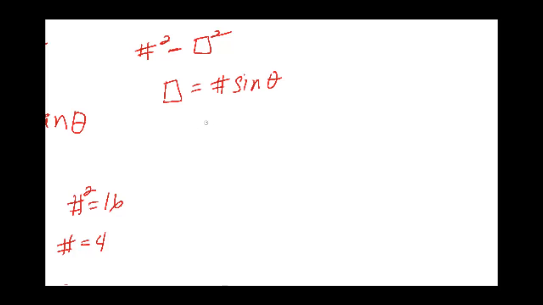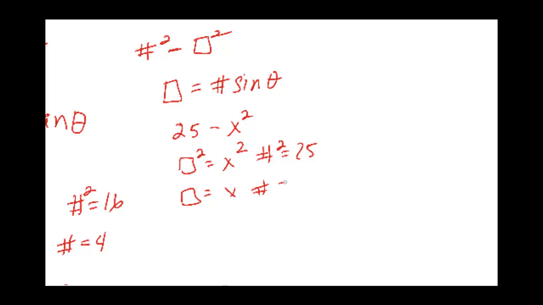So what you want to do is, again, recognize that, and then let's look at 25 minus x squared. If you were to see something like that and you were doing trig sub, you know your box squared is x squared again, and your box will then be x. Number squared is 25. Number is 5. So you would write down x equals 5 sine theta.